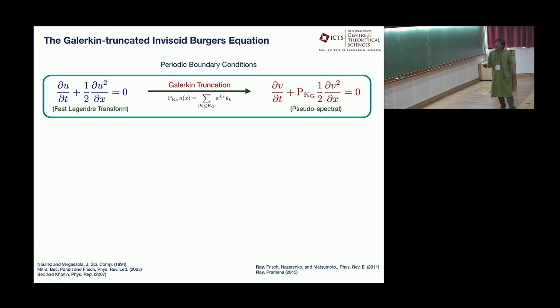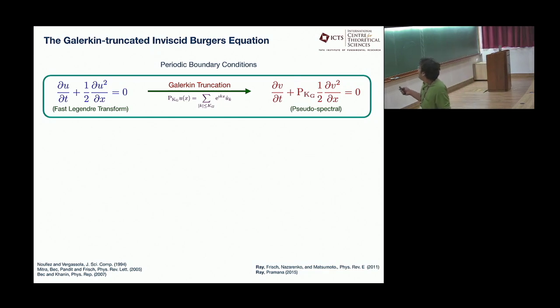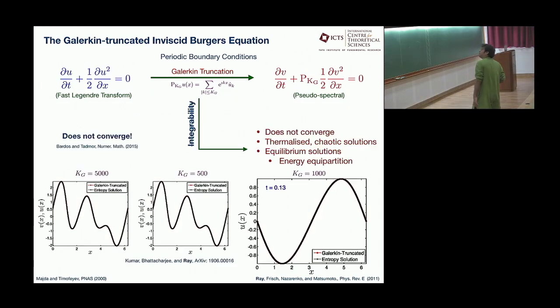So more technically, we take the inviscid partial differential equation, we define a projector which projects the velocity field onto a Fourier subspace which spans wave numbers from minus kG to kG. That is your bound, known as the truncation wave number. Then you obtain an equation which looks like the first equation, but it's not, because you have this projector sitting in this equation, which makes sure that you project into the subspace spanning kG and minus kG.